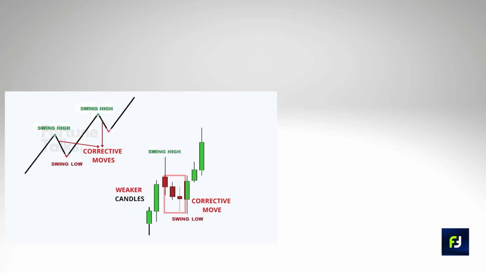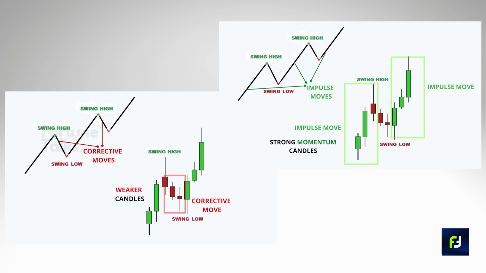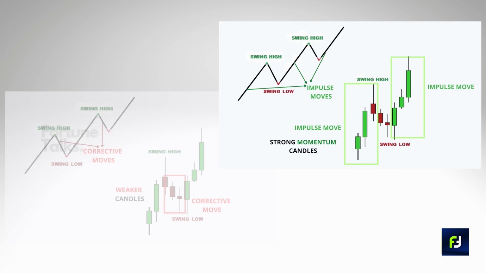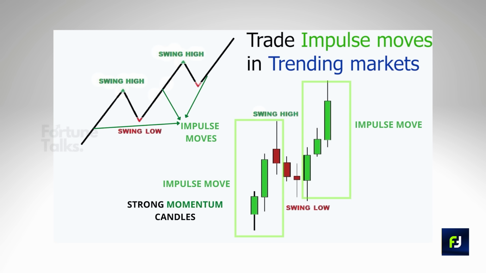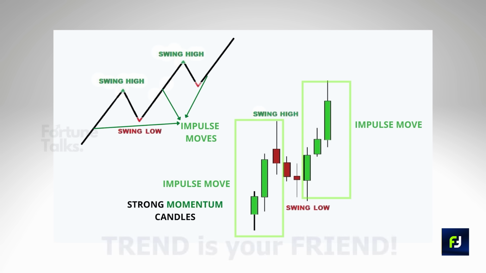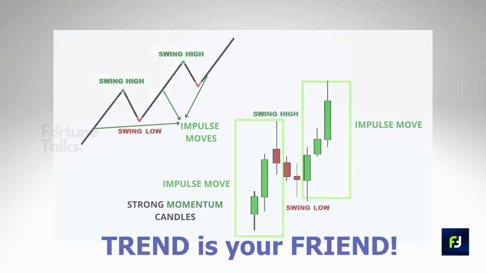By now, you might have the realization that the corrective moves are weak moves opposite to the existing trend, while the impulse move happens in the direction of the trend and is generally a series of stronger candles. This is the reason why we should trade the impulse move during a trending market so that the probability of profit is high. This is the reason why trend is your friend.